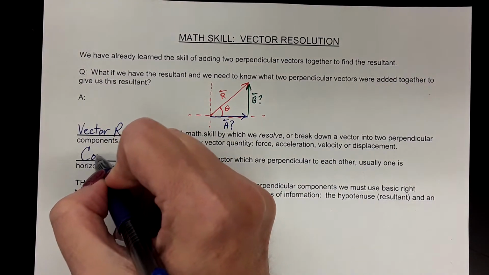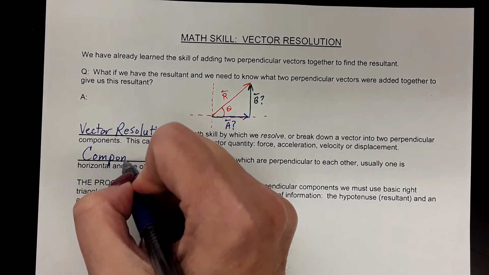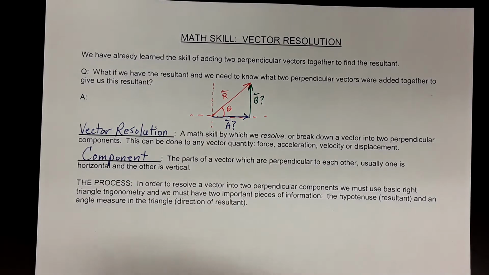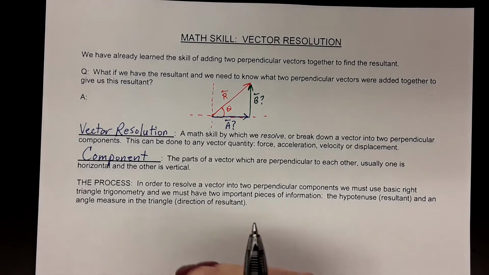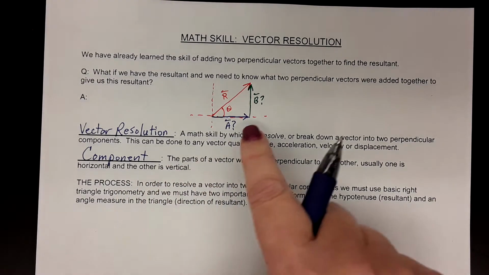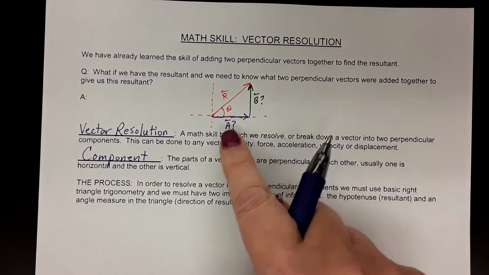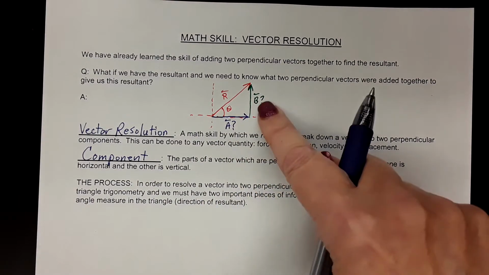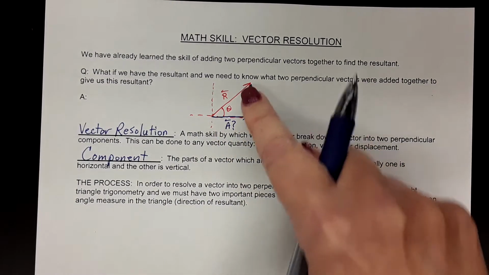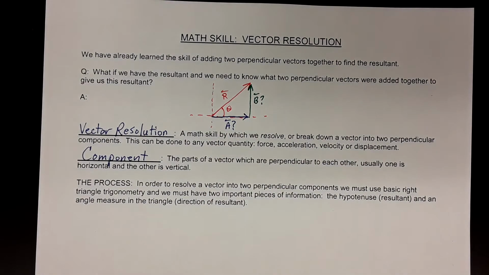And make sure you understand what the word component means. A component is just a part of something. Like if you have a stereo system at home, a speaker is a component, a part of the system. So a component would just be this vector and this vector. These are components of the resultant, and that's what we're going to learn how to do.